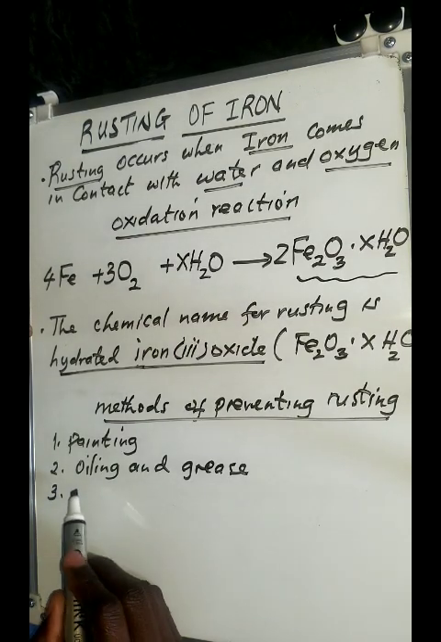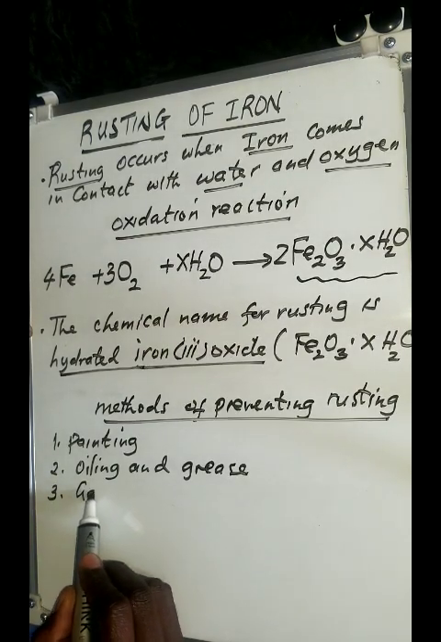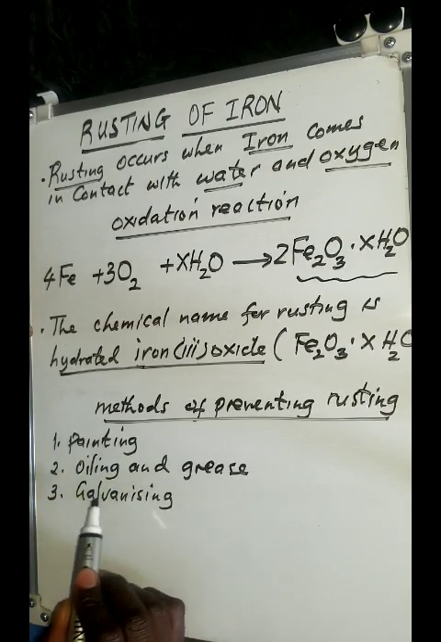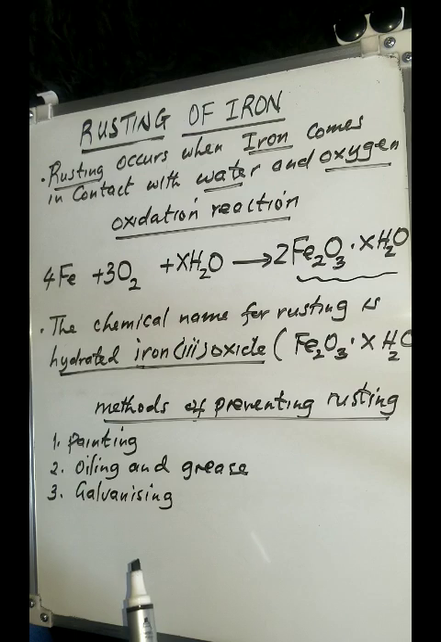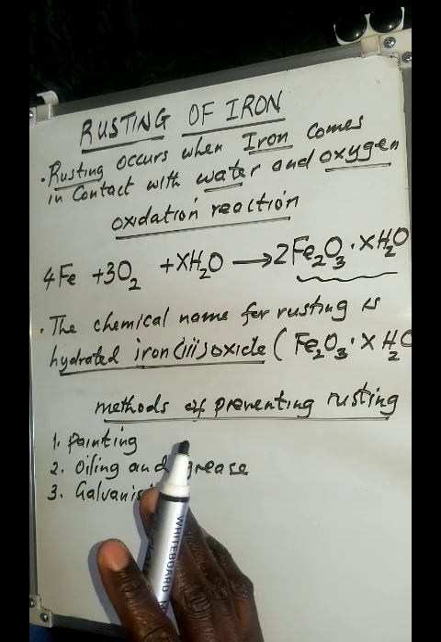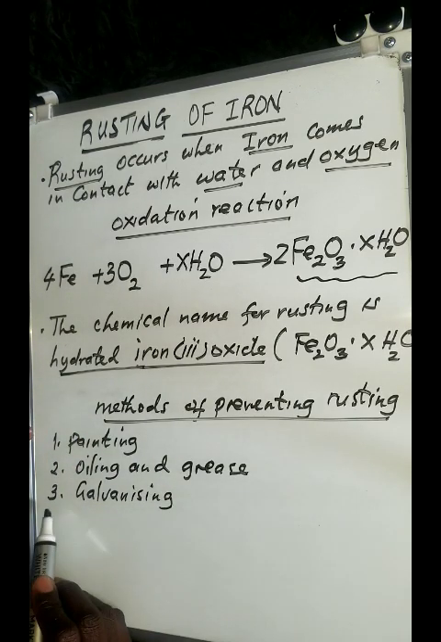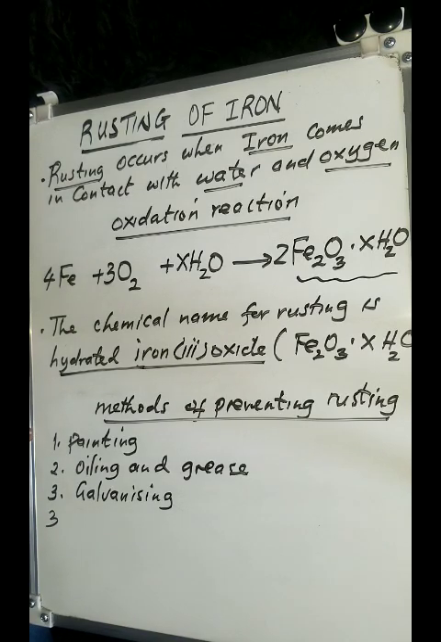Another method that we can use is what we call galvanizing. So galvanizing in this case could be where you get a piece of metal and you coat it with another metal. So it's a form of what we call sacrificial protection. So that is what we call galvanizing.